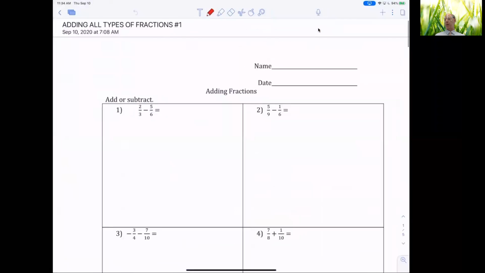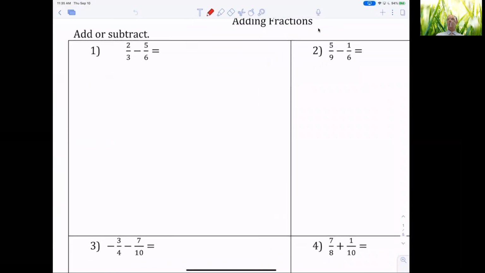Adding all types of fractions. Here we go. All right, adding all types of fractions. Now, again, guys, I'm here. You tell me what you don't know. Go ahead and plug this in real quick.